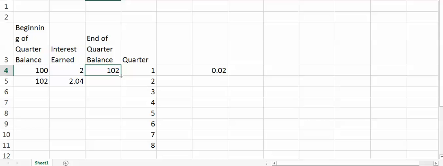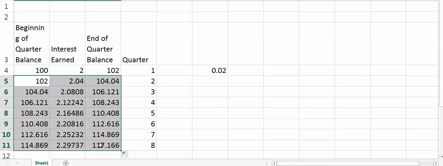I'm just going to drag that formula down because what it's doing is taking this beginning of the quarter balance, adding the interest I earned to give me my end of quarter balance. At this point, I can just drag all these formulas and it'll copy them. So I will end the 8th quarter, the second year, with $117.16.